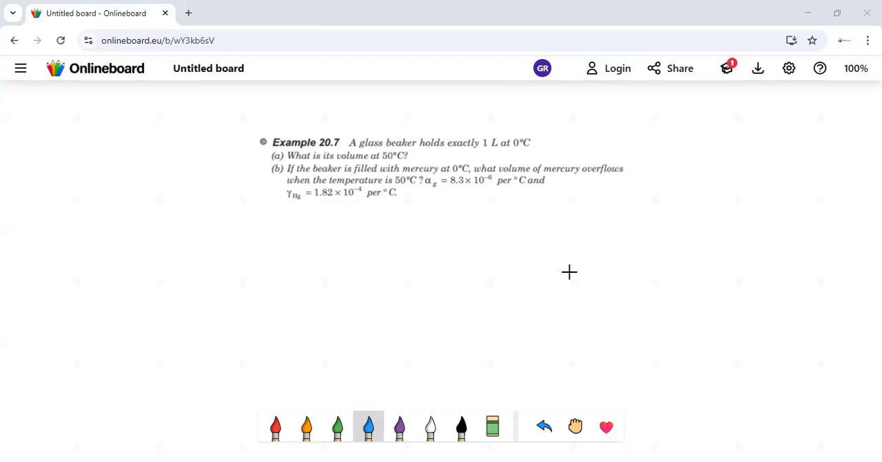Bhavesh, your answer is in milliliter or what? Sir, first one is in centimeter cube. Milliliter, actually. Yes, sir. And second one is also in centimeter cube. Yeah, got it. Fine. Sir, so are they correct? Yeah, fine.